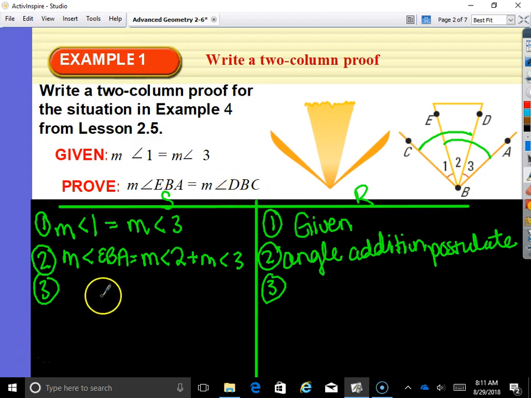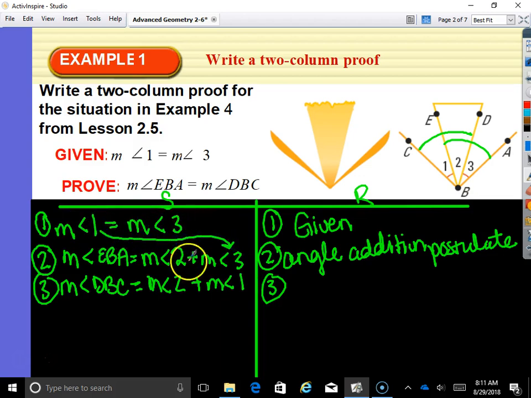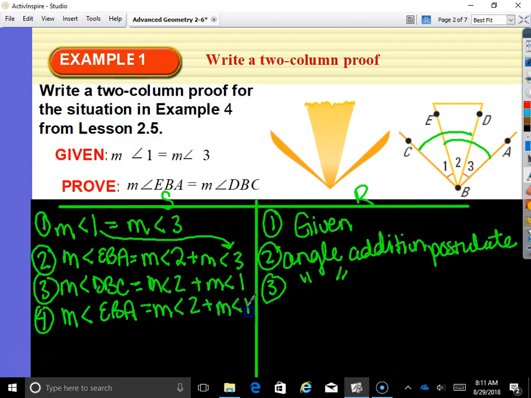Same thing for DBC. So the measure of angle DBC is 1 and 2. So we're going to line those 2's up. And we can see, okay, these need to be the same. Well, 1 and 3 are the same. So I can plug in a 1 for this 3 right here. So my next line, this is also angle addition postulate. My next line can be the measure of angle EBA equals the measure of angle 2 plus the measure of angle 1. And I did that with substitution.